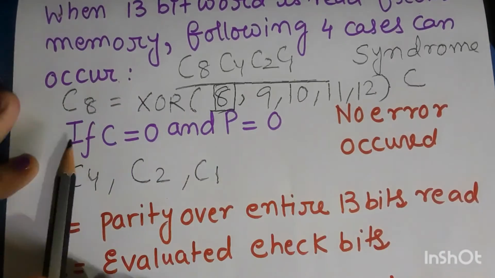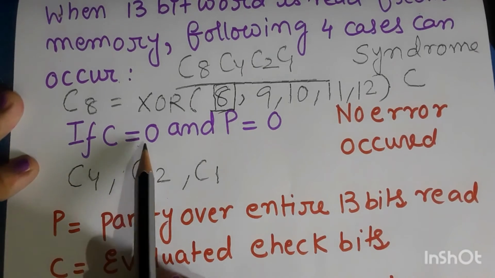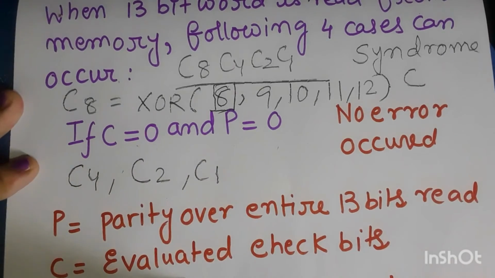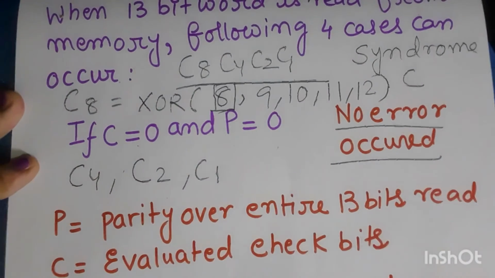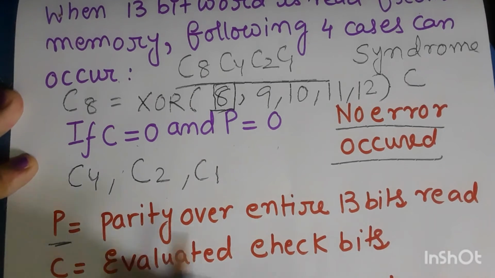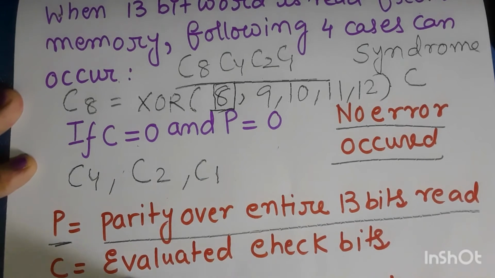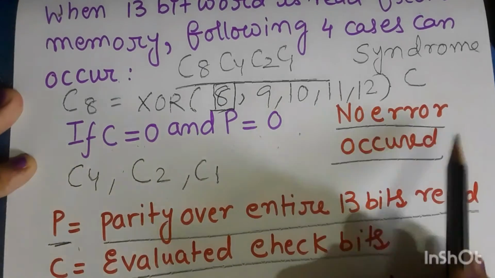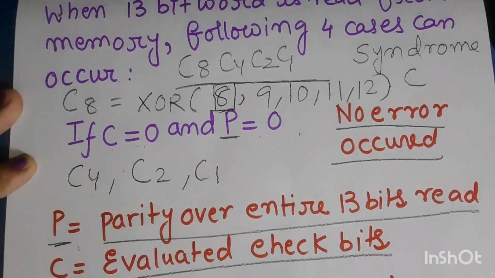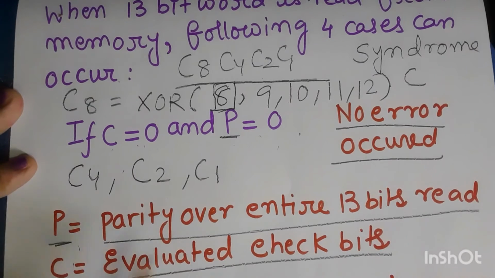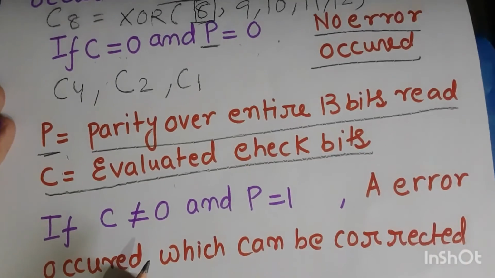So, what are the 4 cases? First case, when the check bit C is coming as 0 and the parity bit P is also 0, no error has occurred. First condition, where P is the parity over the entire 13 bits read and C is the evaluated check bits. If C is 0, P is 0, no error has occurred. That means P is evaluated from the read data as the parity of the entire 13 bits read, and C is the evaluated check bits, which we learnt in my previous videos on Hamming code.